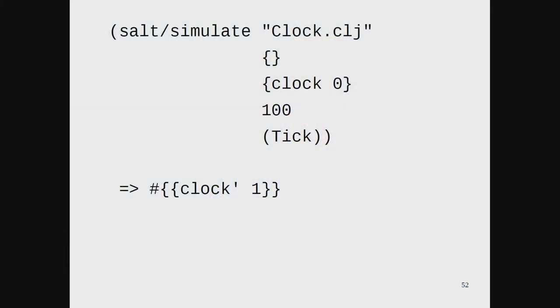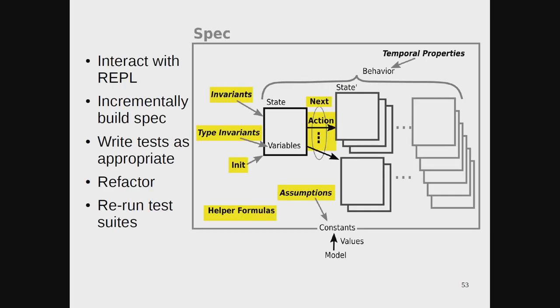So here we say, okay, go run on clock. There's no constants. Here's my state and my variables. Run 100 times and call tick and see what you get. You have to be able to read Clojure, I guess, to read the result. But this is a set of maps where each map is a possible solution, or a possible set of bindings, that make the expression true. So it ran 100 times and it found just one solution, which was if clock prime was 1. What I'm trying to do is bring these tools I just showed you, that give us the ability to interact in the REPL, to incrementally build things up, write tests, refactor, and bring those to bear on these parts of writing a spec.